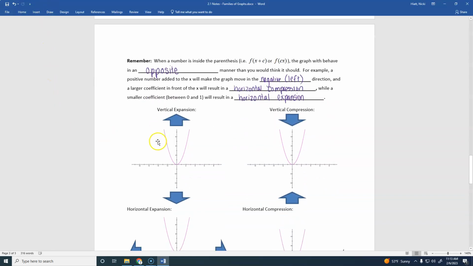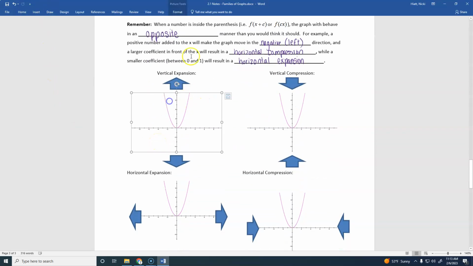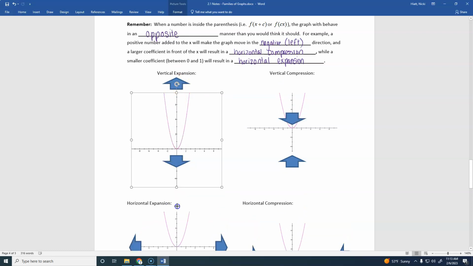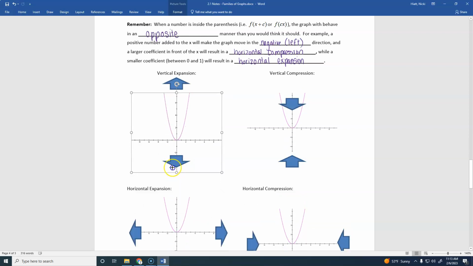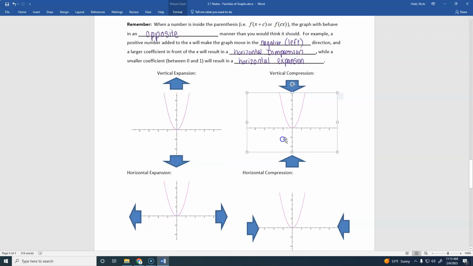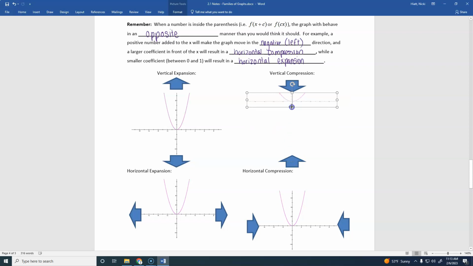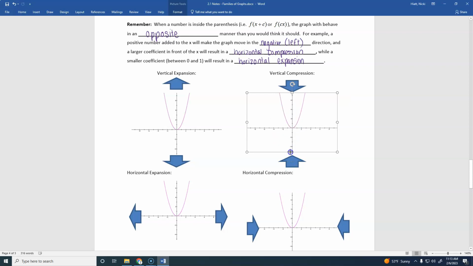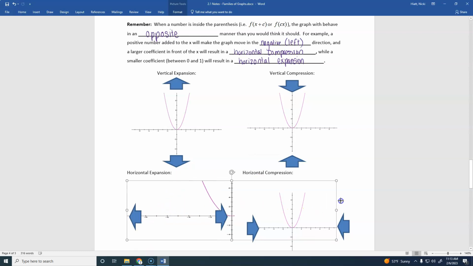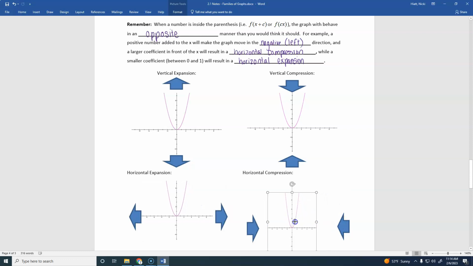Okay, and then I just have this visual here. If we're thinking about a vertical expansion, it's like you're taking that y-axis and you're stretching it out like that, making it taller. A vertical compression, you're squishing it in like that. Horizontal expansion, you're stretching it out, makes it wider. Horizontal compression, you're squishing it inward, makes it skinnier.